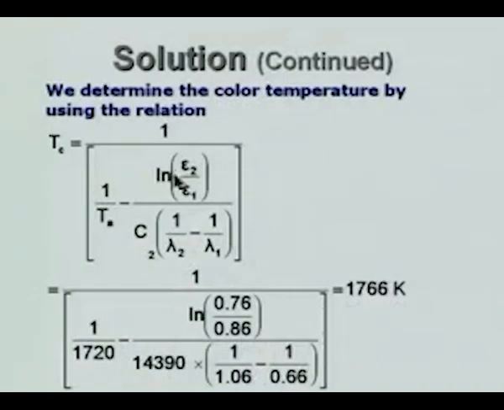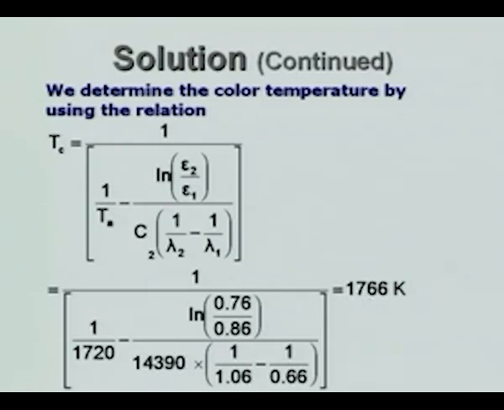So, ln of epsilon 2 by epsilon 1 divided by C2, the second radiation constant, multiplied by 1 over lambda 2 minus 1 over lambda 1. All I have to do is to substitute the values: 1 over 1720, this 1 divided by the entire thing, minus 14390, which is C2, times the logarithm of 0.76 by 0.86, this is epsilon 2 by epsilon 1, and lambda 2 is 1 over 1.06 minus 1 over lambda 1, which is 0.66. This gives you a value of 1766 Kelvin.